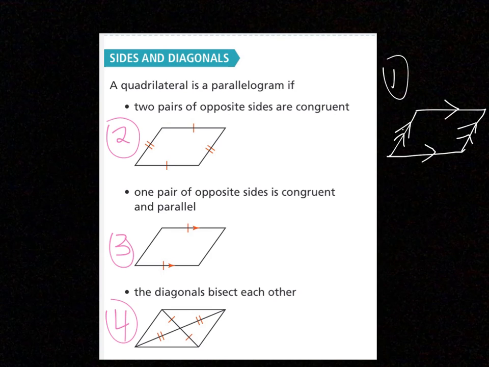So I've got opposite sides parallel. I've got 2 pairs of opposite sides congruent. I've got 1 pair of opposite sides that is parallel and congruent, or the diagonals are bisecting each other. Now remember, this is just proving parallelograms using sides and diagonals. We can also prove parallelograms using the angles in the quadrilateral as well, and that'll be in the next video.